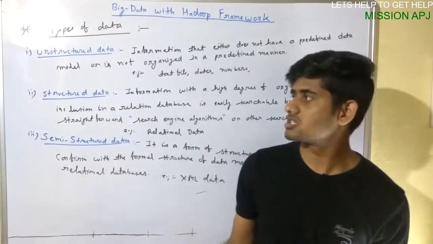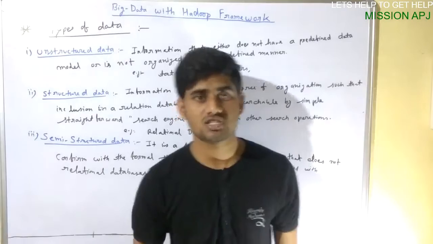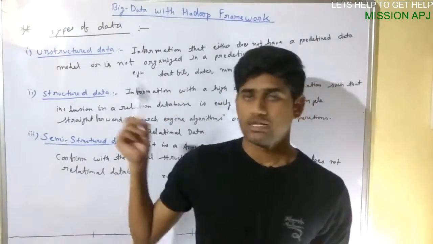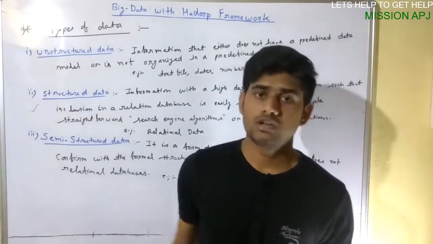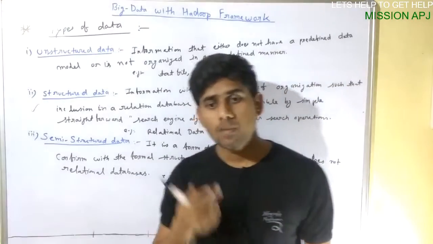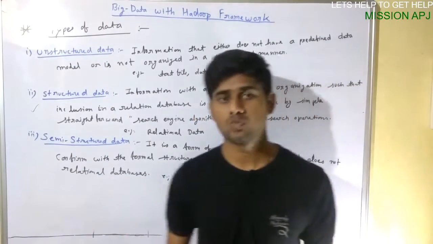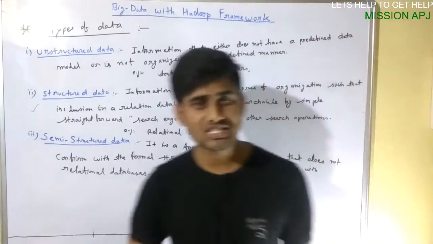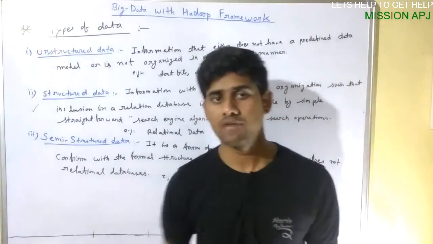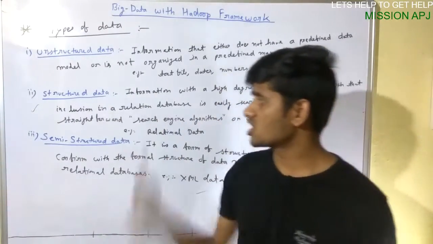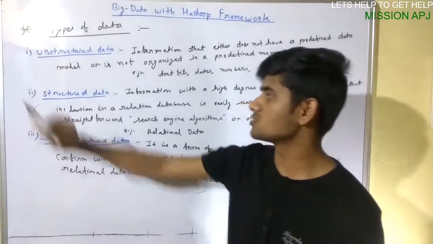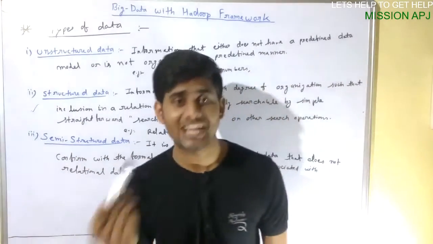Now, why have we studied these three types of data? In traditional systems like RDBMS, we were only able to deal with the structured data we were generating. We were storing the structured data, processing it and getting output. But nowadays, not only structured data is being generated. We have all three types of data in our life: unstructured, structured and semi-structured. We need to process these three types of data, but an RDBMS is only able to handle structured data. So we need another technique.